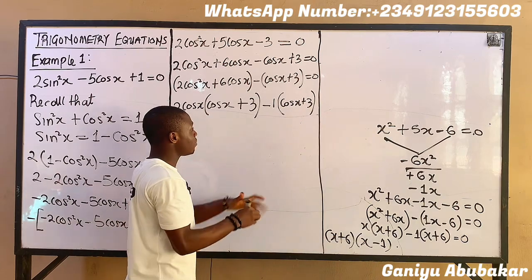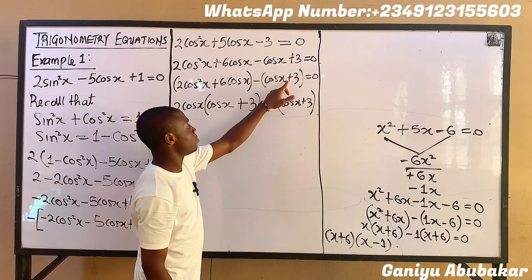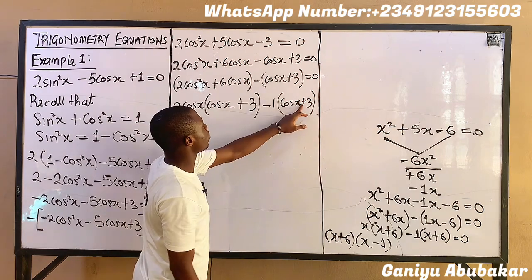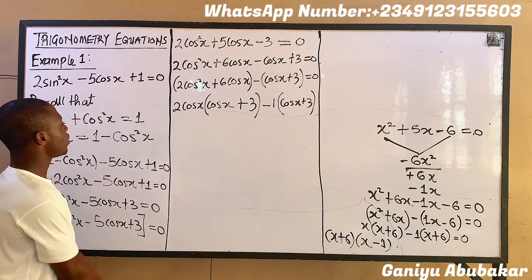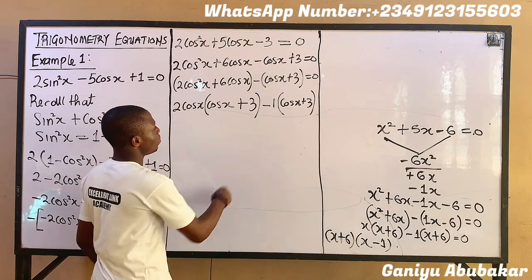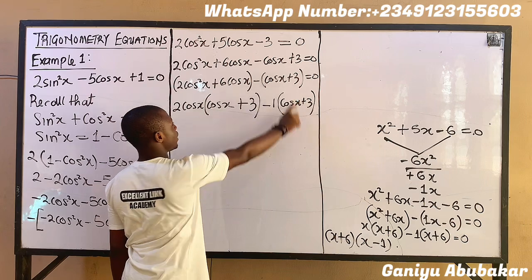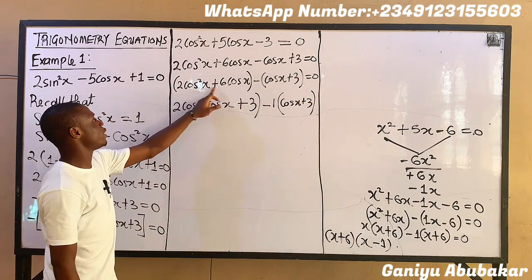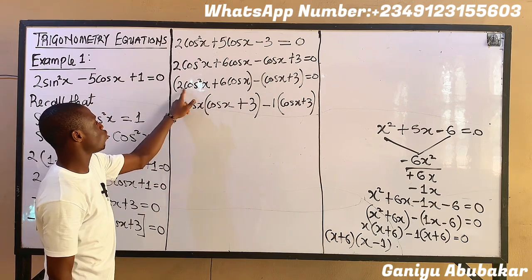What do we mean? Observe that minus 1 times cos x, minus plus is minus, so minus cos x. Minus plus should give a minus sign. Cos x is common in these two. Bring this cos x out with these two. 2 times this with this gives 2 cos squared x.